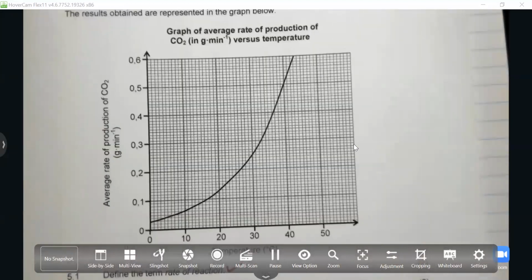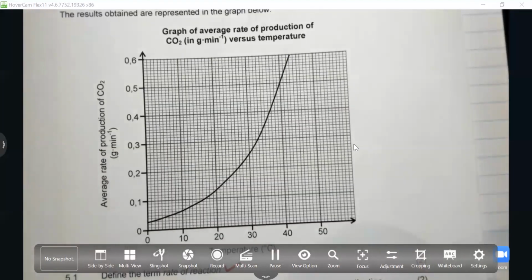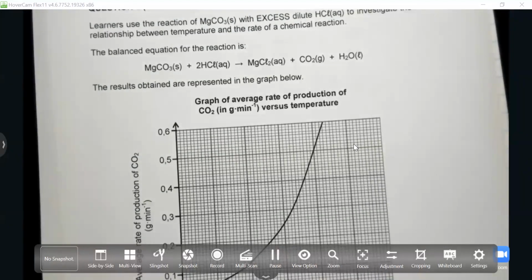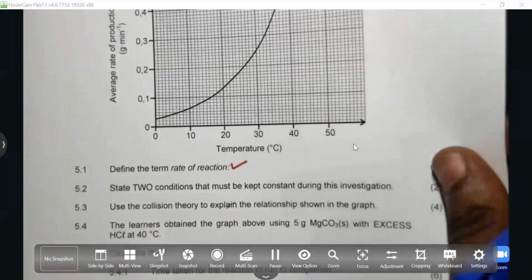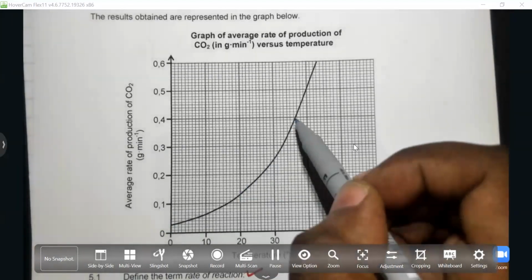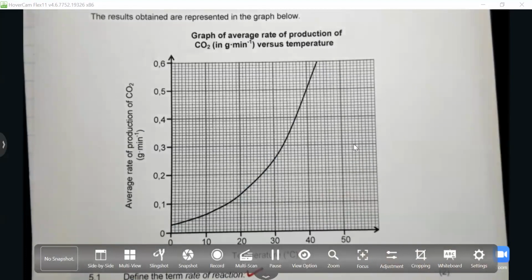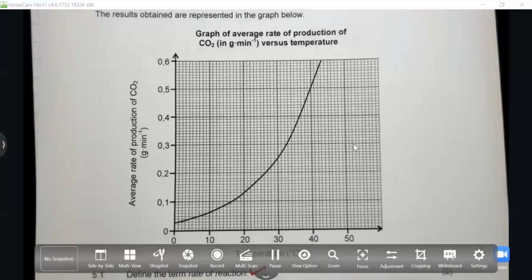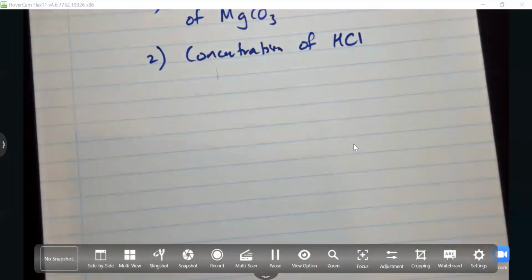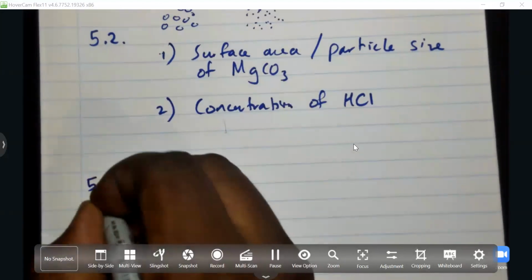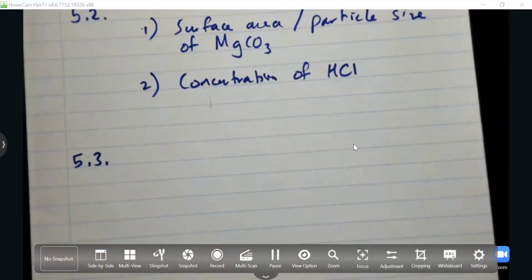And they do this reaction up to a temperature of about 43 degrees Celsius. So what they are changing in this reaction is the temperature. Magnesium carbonate is constant, concentration of HCl is constant, but they're changing the temperature. And as you can see, as I increase the temperature, moving from 10 degrees Celsius all the way up to 43 degrees Celsius, there's an increase in the amount of CO2 that I form per minute. So in other words, there is an increase in the rate of this reaction as I increase my temperature. So what does temperature tell us about the collision theory? That is what the question is asking in simple terms.